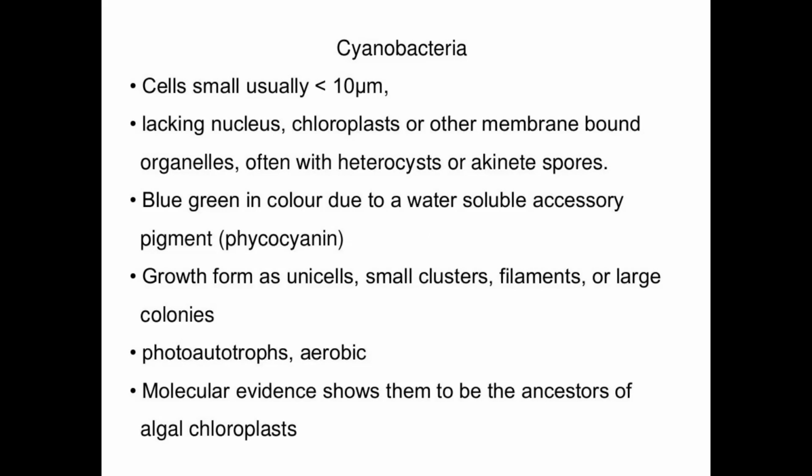Why we are calling them blue-green algae means due to the presence of some pigments, for example, phycocyanin. And their growth forms are unicells, small clusters, filamentous, or large colonies. They can grow as individual cells, or as clusters, or as filaments. They are photoautotrophs. Photo means light, autotroph means they can synthesize their own food. Using light, they synthesize their own food, means they are carrying out photosynthesis, and they are aerobic organisms. Molecular evidence shows them to be ancestors of algal chloroplasts.